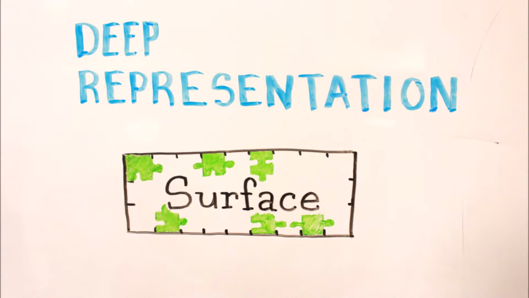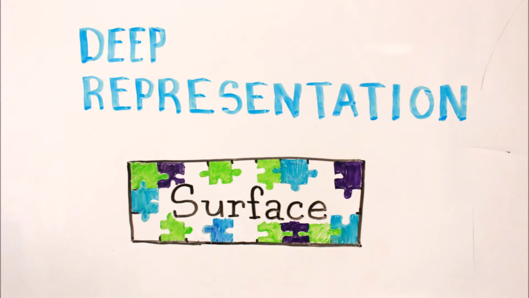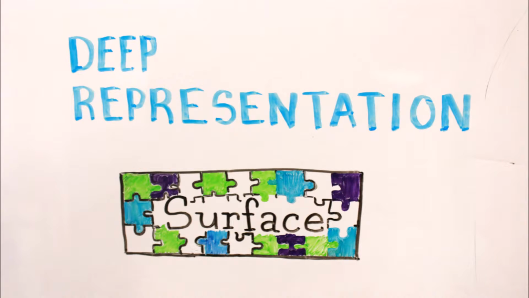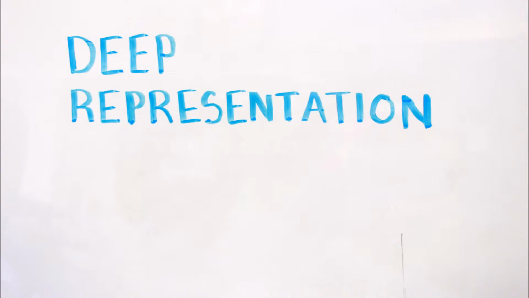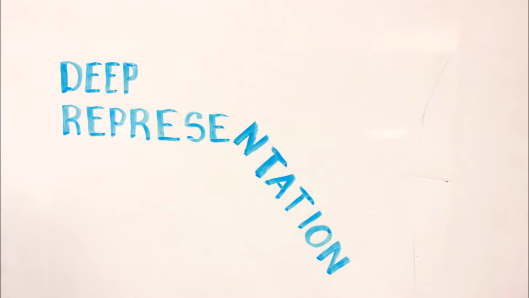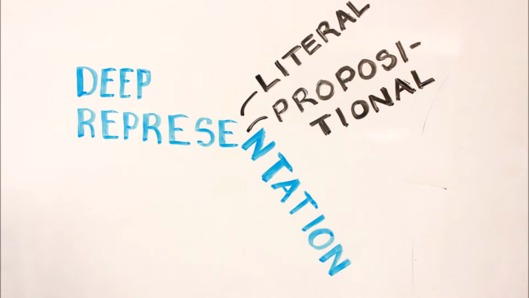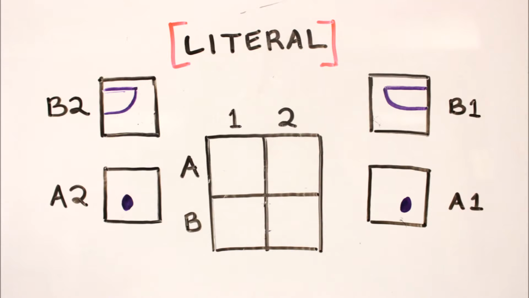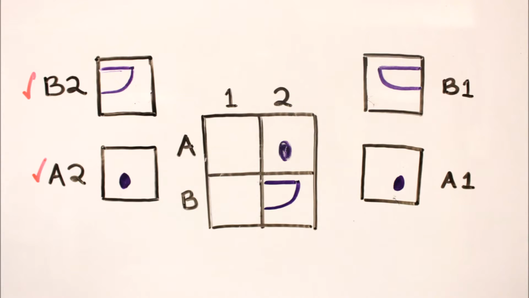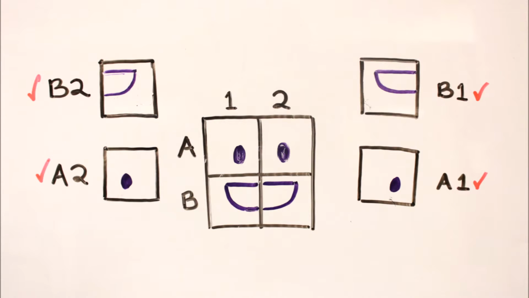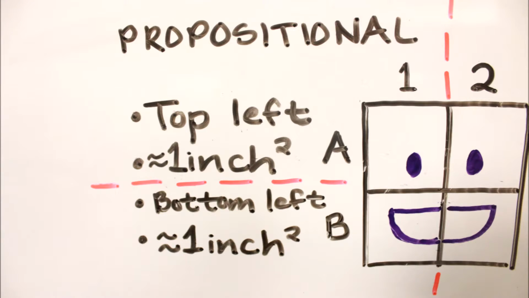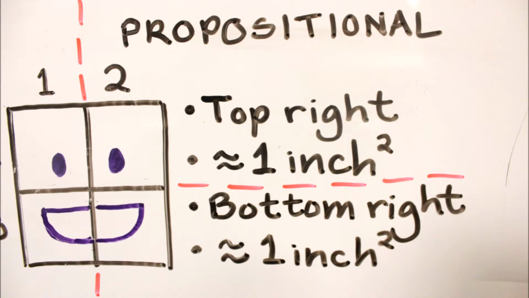Another aspect of image structure is deep representation. This is the name of the rules used to figure out how the surface representation pieces fit together and interact with one another. Break deep representations down even further, and you have two things: literal encodings and propositional encodings. Literal encodings are the list of coordinates for how to place individual parts of the object in the surface representation. Propositional encodings are the declarative sentences that contain information about the object's parts. For example, where is each piece, or how big is each piece?